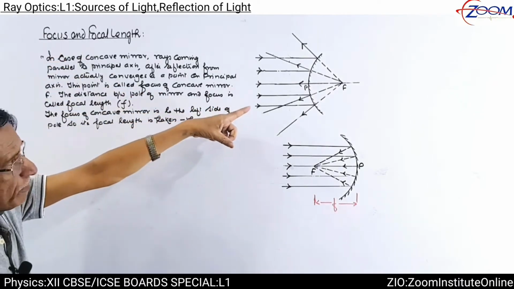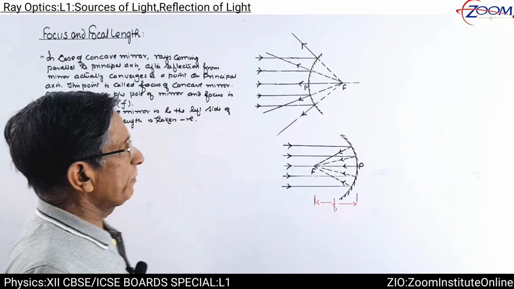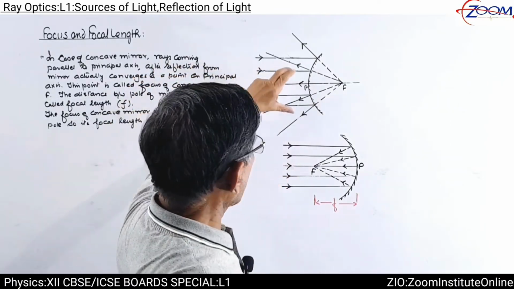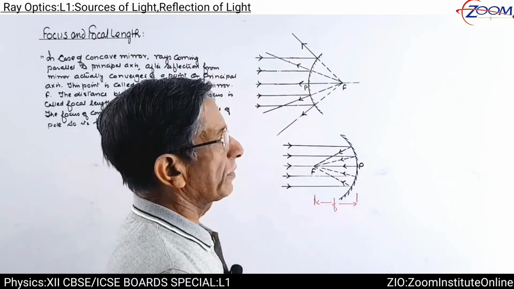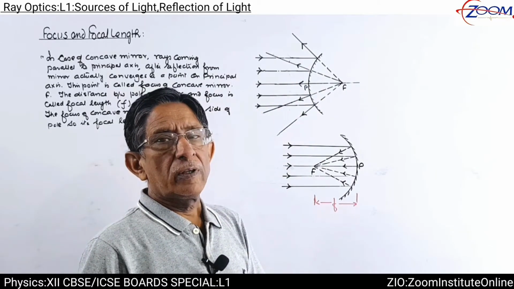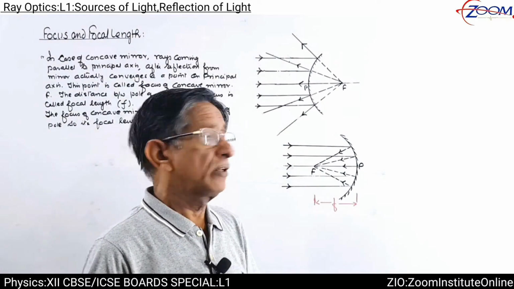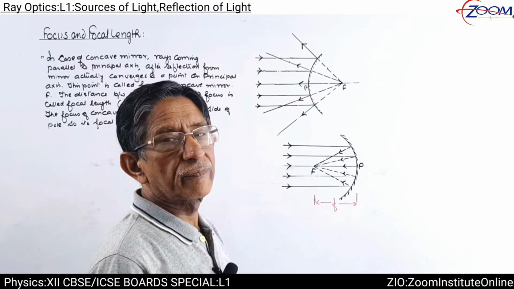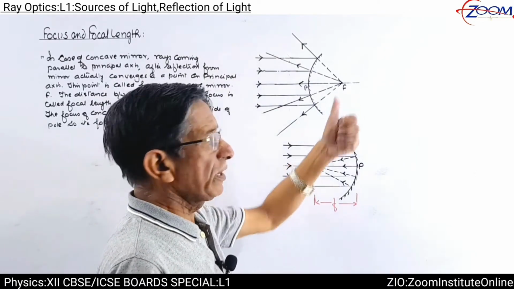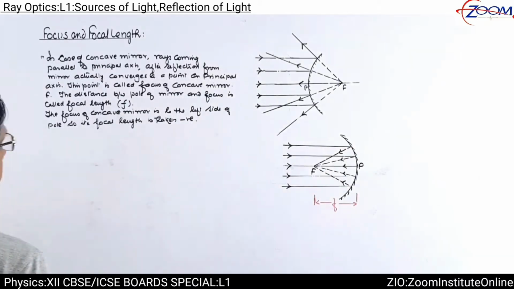In case of convex mirror, rays are coming parallel to principal axis. After reflection they appear to diverge. Diverge means the distance between the rays is going to increase. After reflection, the distance between the rays is going to increase. Then the point from where they appear to diverge, that is called focus.